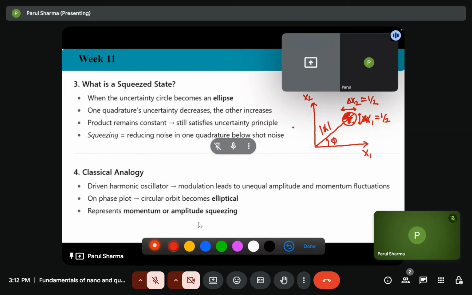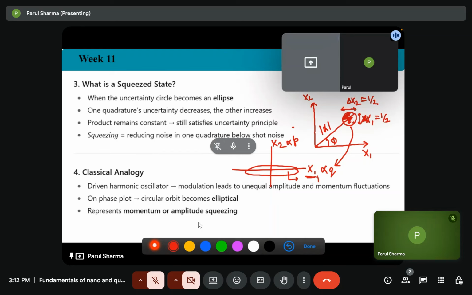So the coherent state is converted into, suppose, x1, x2. If it is like this classically, it is squeezed. This is x1, which was proportional to q, and x2 was proportional to p. So now you can see that the uncertainty is in x2.